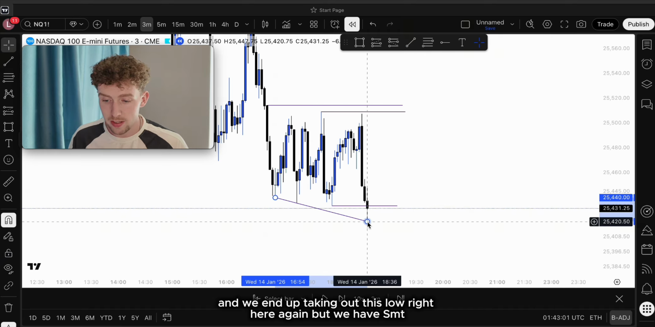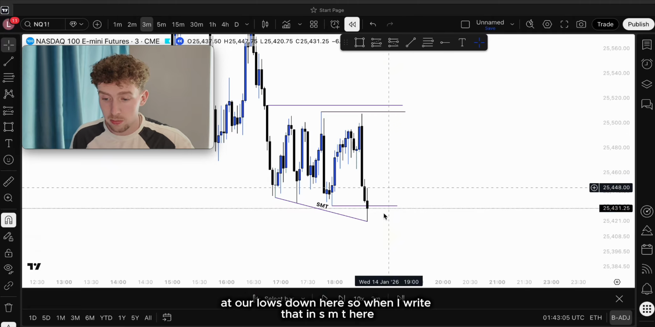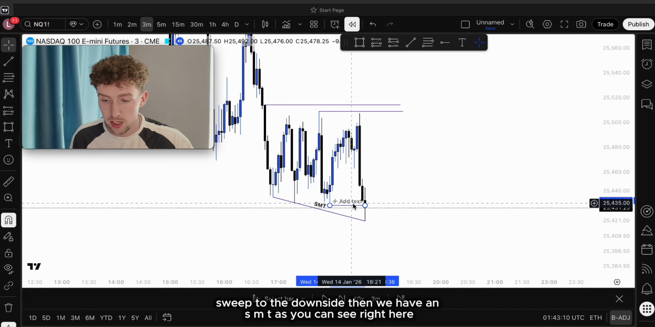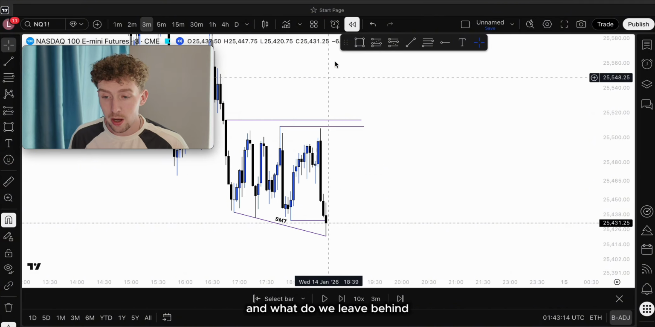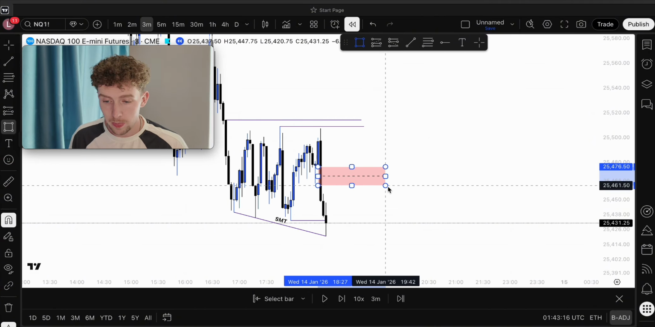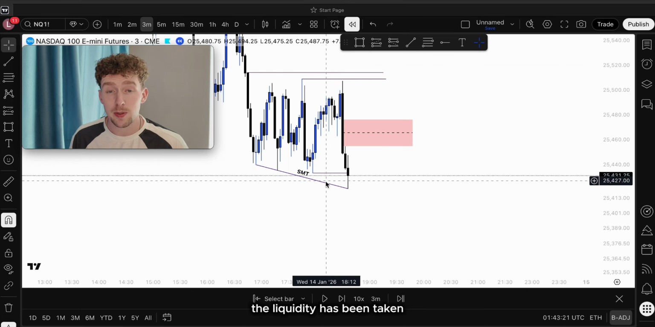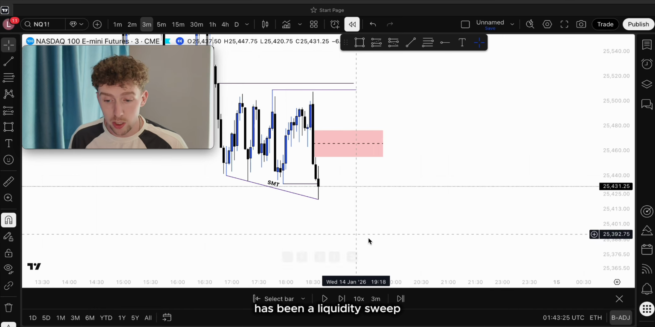But we have SMT at our lows down here. So when I write that in, SMT here. Now we have a liquidity sweep right here, a money sweep to the downside. Then we have an SMT, as you can see right here. And what do we leave behind? This area here. So this is where the liquidity has been taken from the market. This low and sweep down here has been a liquidity sweep.